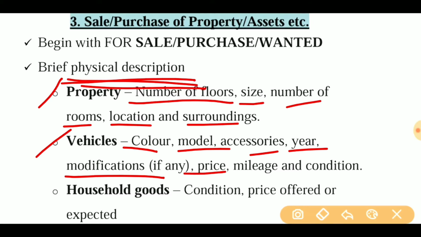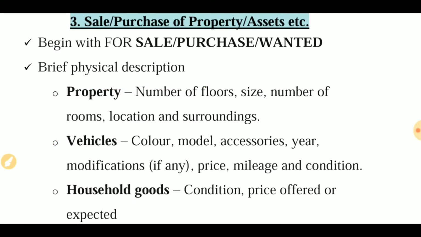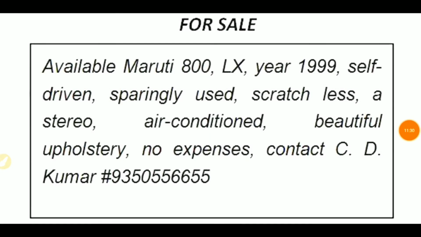Next comes household goods. If the sale purchase ad is of household goods, then you should mention the condition, and the price offered or expected. So these are the things you should mention in your sale purchase ad for making a good kind of advertisement. Let us see an example.